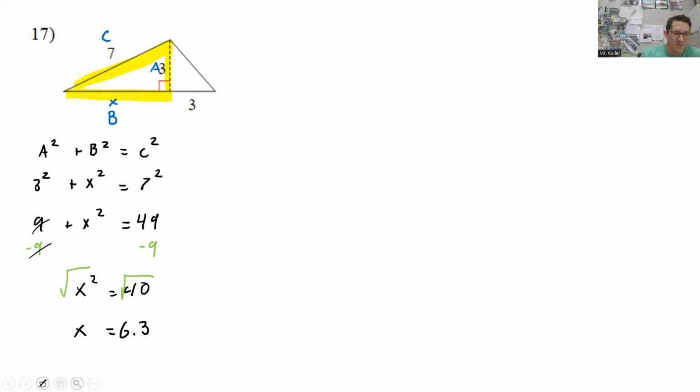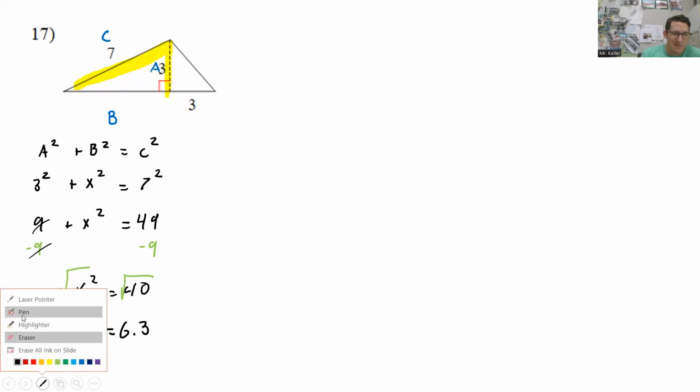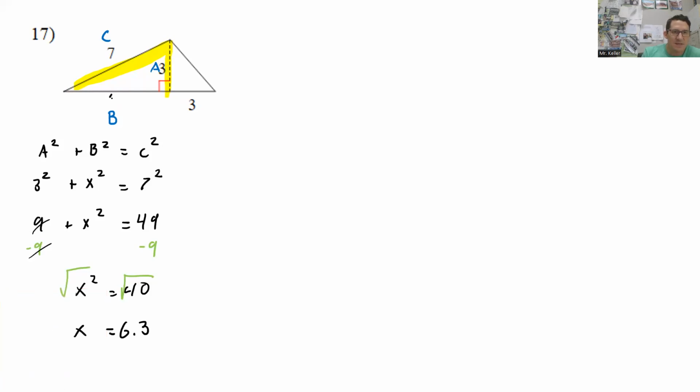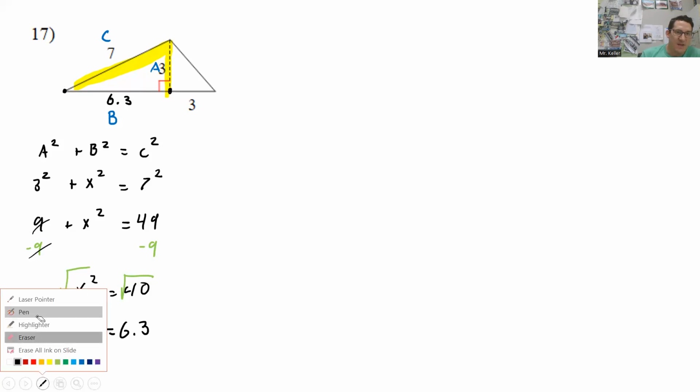So this part here is 6.3. So what I need to do now is find the entire base.